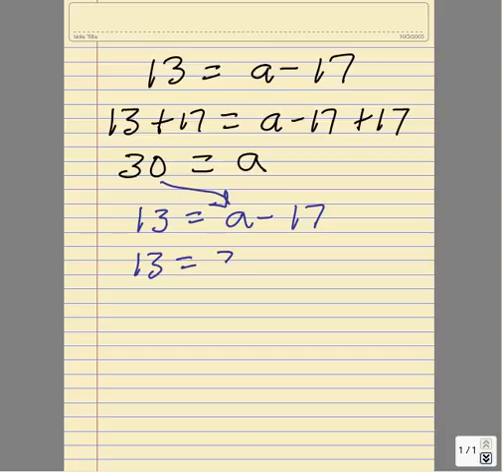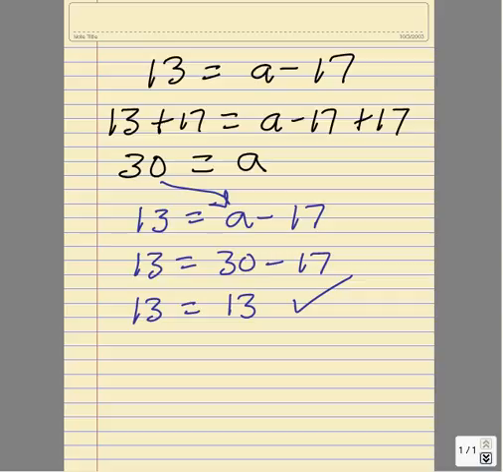13 equals 30, take away 17. Then we do the calculations. 13 equals 13, and it checks. Very good. Your paper should look just like this one with all these steps. If you're comfortable at this point, then go ahead and stop this demo and work on the assignment. If not, let's go ahead and do another problem together.